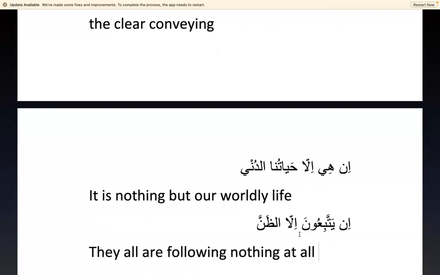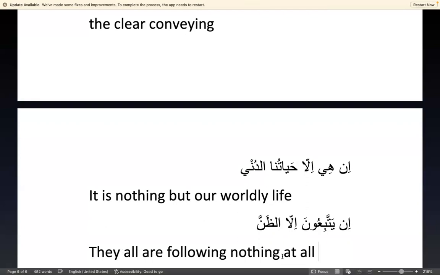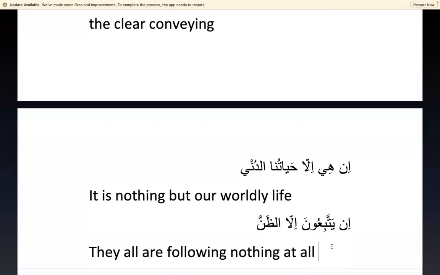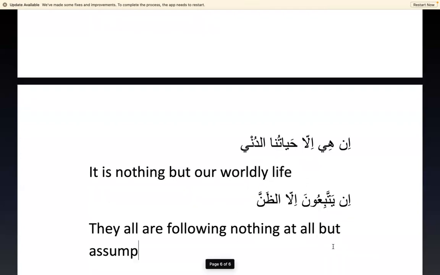Because this is illa, in is there, right? They all are following nothing. So you can say they all are following nothing at all, or they at all are following nothing. Nothing except assumptions. But or except, yeah, assumptions. Okay. They all are following nothing at all, but assumptions.